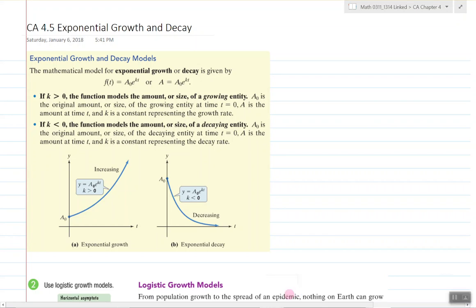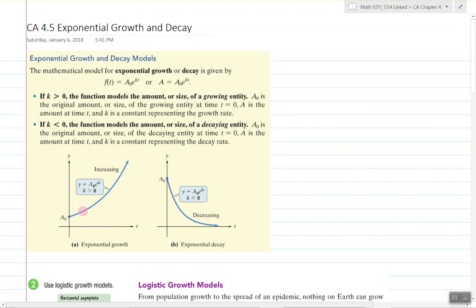In section 4.5, we're going to look at a few application problems. These will be exponential growth or exponential decay, and we'll actually take a look at, although I'm not sure if it's going to show up in any of your problems, you will be exposed to a new kind of model called logistic.